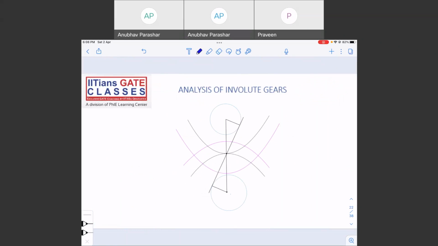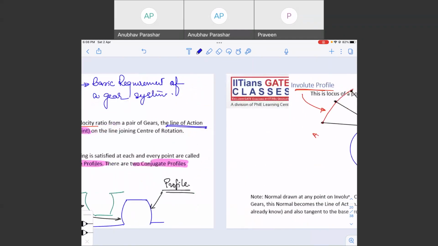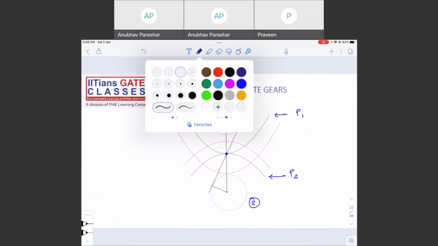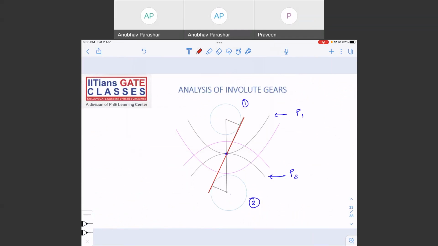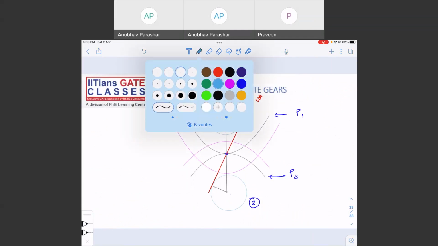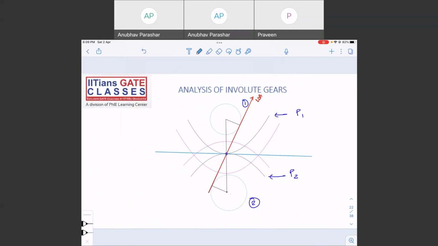What is this? This is the pitch circle. This is, let me say, gear number 1. This is gear number 2. These are two mating gears. This is the pitch circle of 1. This is the pitch circle of 2. So this is the pitch point. This is the line of action, the common tangent. This angle is nothing else but the pressure angle phi, right?